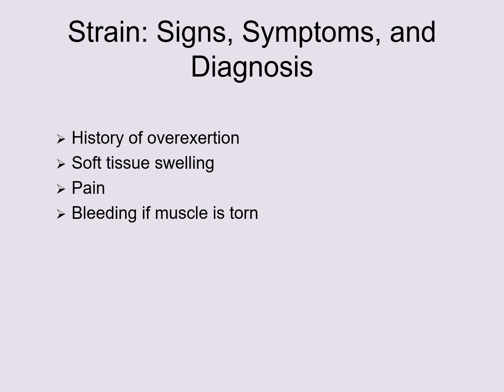Now, it could be a strain or it could be a sprain, and that has to be decided. There's soft tissue swelling, there's pain, and if there's muscle, there will be bleeding if the muscle is torn. The muscle will bleed. And with bleeding, what do we get? Bruising.